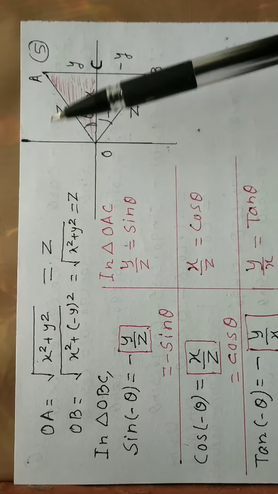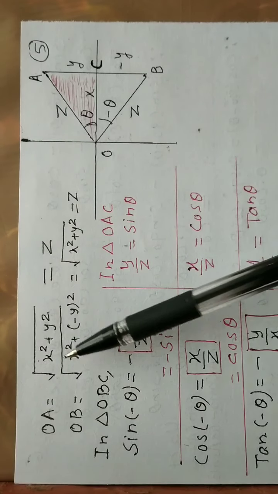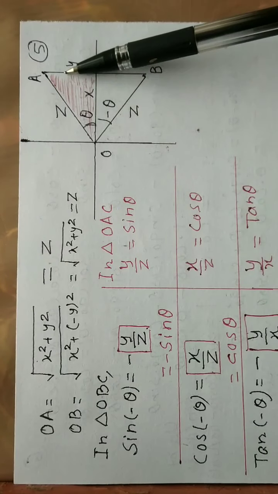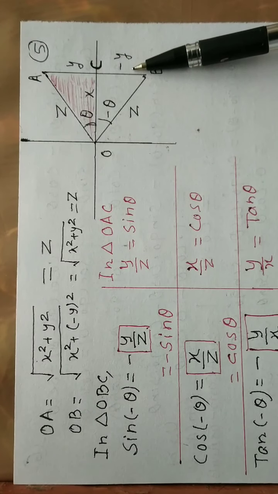It means the hypotenuse is never negative. Hypotenuse is always positive, z. The square root is always positive. So this y may be minus y in the downward direction.